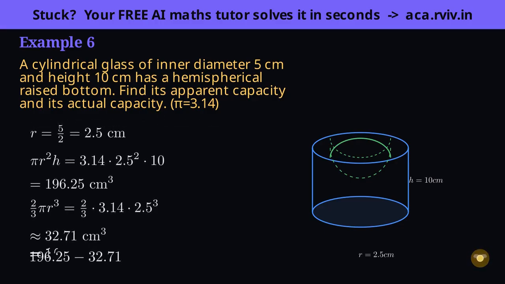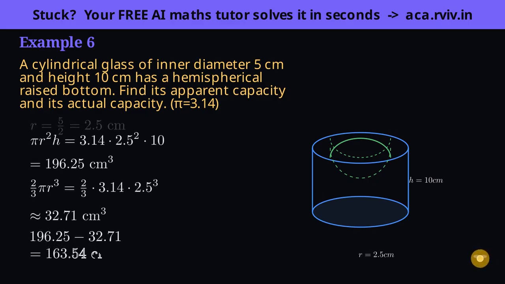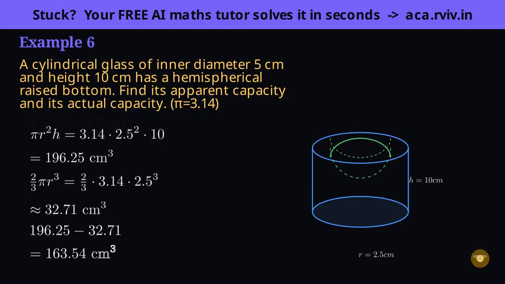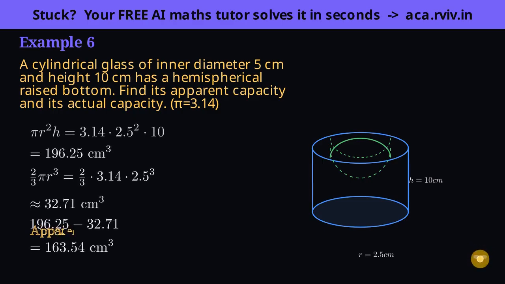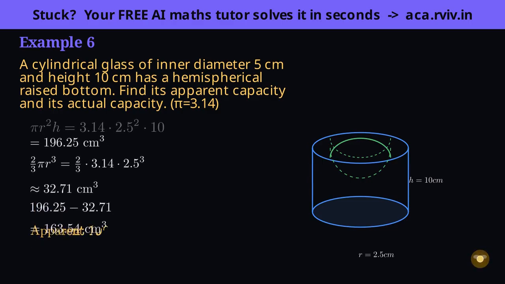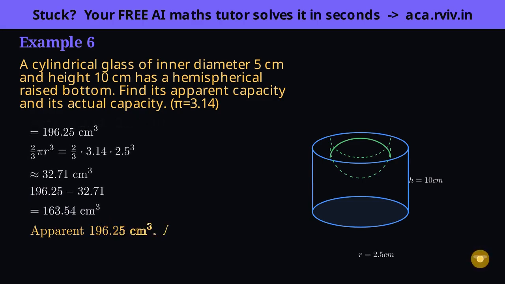Finish the subtraction, the glass really holds only about 163.54 cubic centimeters. The principle to carry away: a solid pushed into a container reduces its capacity by exactly its own volume, no more, no less. That's the physics behind the trick bottom, and it's the same displacement idea we'll use whenever objects go into liquid.